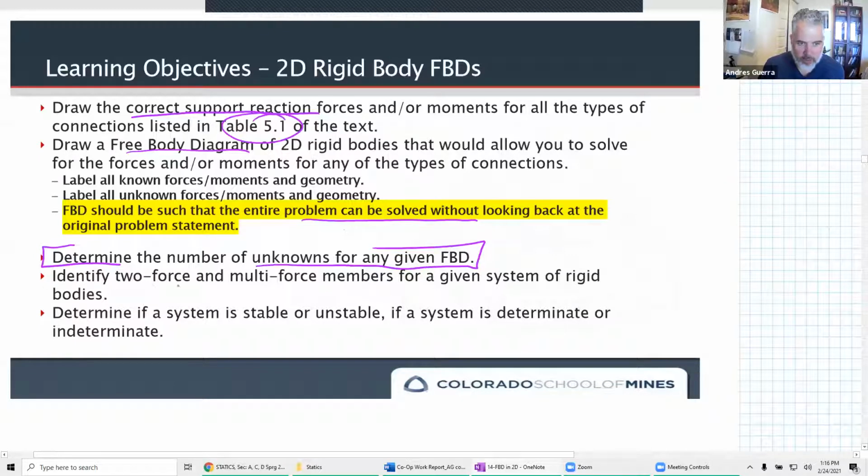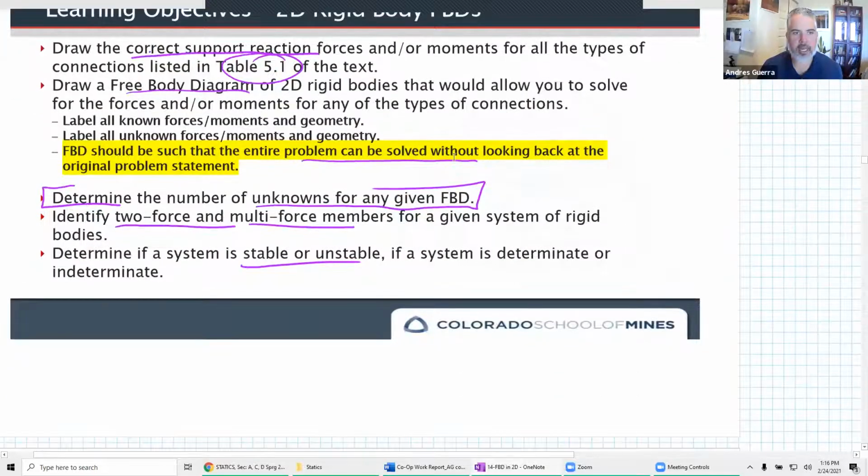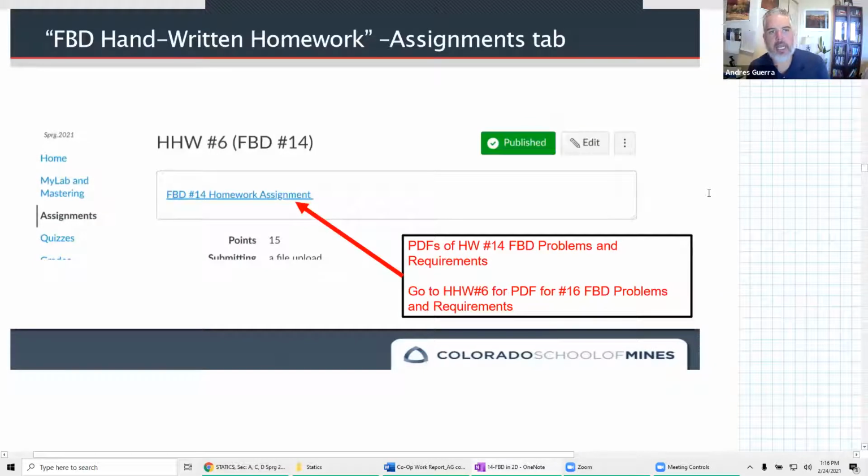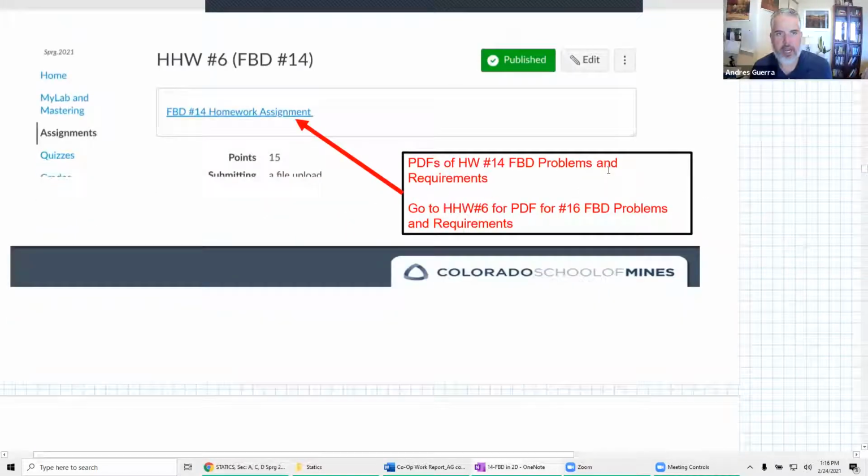We're going to talk about two-force and multi-force members, and then we'll talk about stability, instability, and indeterminacy as well today. Okay, so first, the FBD is a handwritten homework. So FBD number 14, there is no mastering number 14, and so you're going to go to handwritten homework number 6, and that's going to have the PDF for all the problems.